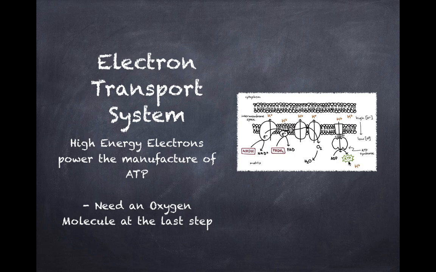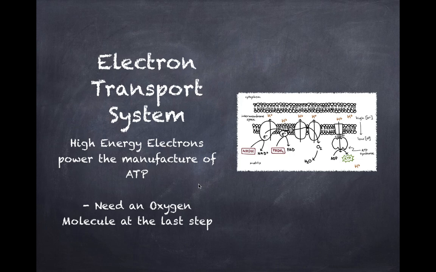Now, they do need an oxygen at the last step. Right here, that electron is passed from cytochrome to cytochrome until it goes to oxygen. And when it goes to oxygen, it goes back to become water. And water was what we broke down in photosynthesis to get oxygen. So we're going to go through the electron transport chain, and this is where we're going to get most of our ATP.